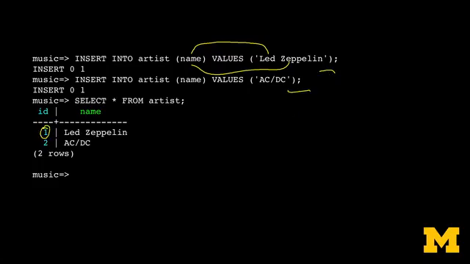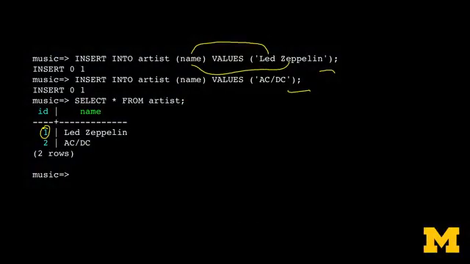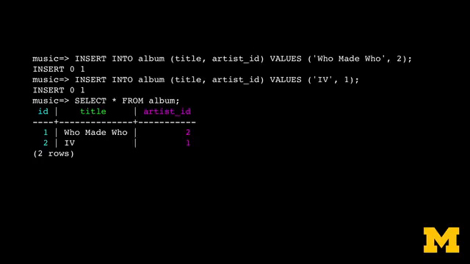So Led Zeppelin gets number 1, AC/DC gets number 2. Remember, I only said don't replicate string data. We're going to use numbers. We have now assigned, for as long as we're going to run this database, Led Zeppelin is number 1 and AC/DC is number 2. That's not really a value judgment about rock and roll. That is a primary key that's generally internal to the database.